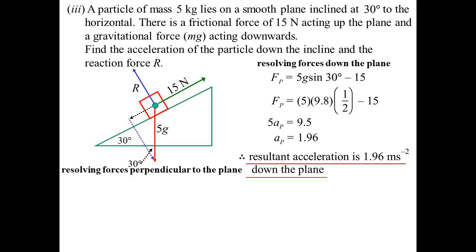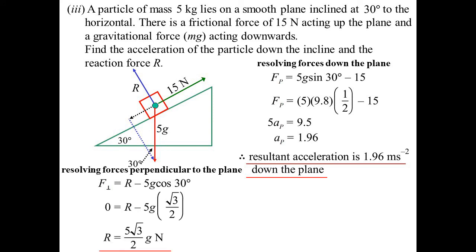Perpendicular to the plane, because now we want to find the reaction force. So if I look at perpendicular, well, the component of gravity now would be 5g cosine 30, because now I'm talking about the adjacent side. And it's in the opposite direction to the reaction force, the R, so it's negative. But I know the force perpendicular is 0 because this thing is just sliding down the plane. It's not like it's jumping off the plane. So in that direction, there's nothing happening at all. So the acceleration would be 0, or the force would be 0 overall.